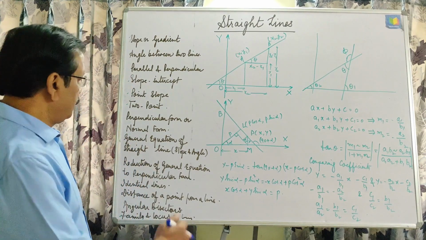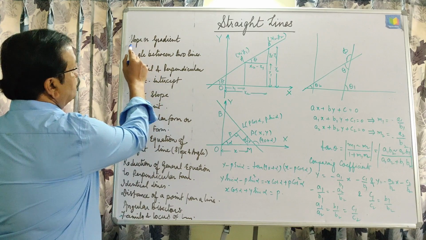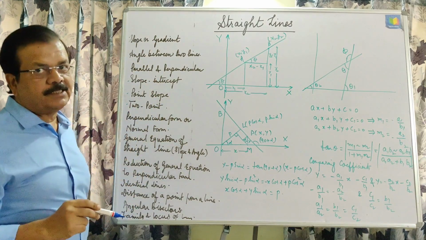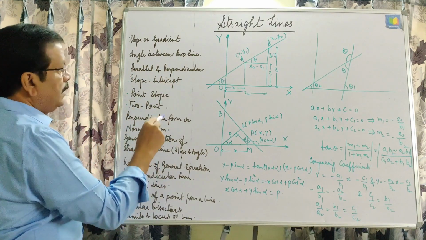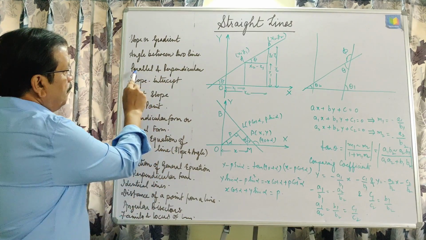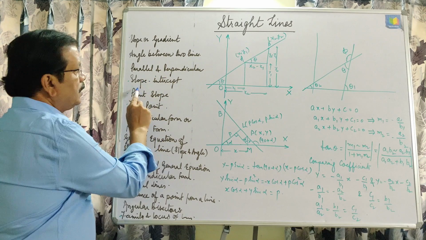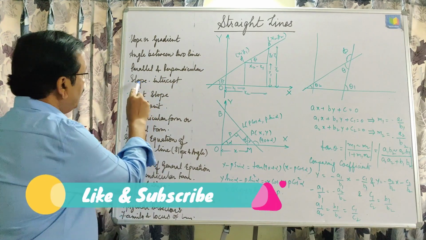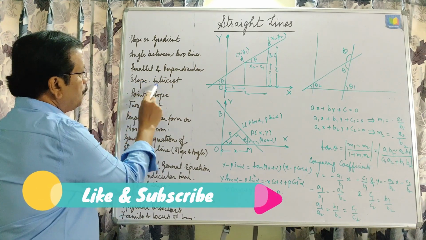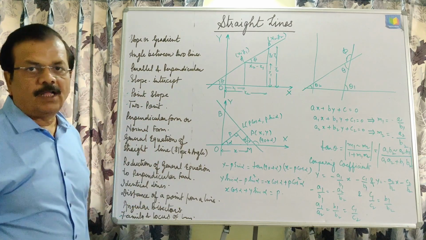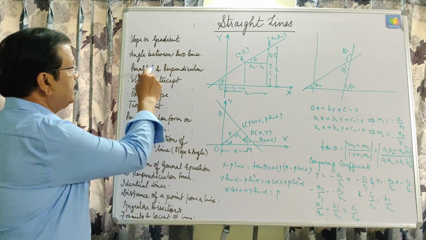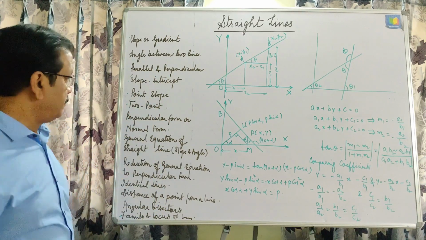Now I am going to study slope or gradient, which you already studied in class 10. Angle between two lines we will study just now. Parallel and perpendicular lines, slope intercept form, point slope form, and 2-point formula, all of these you already studied in class 10.